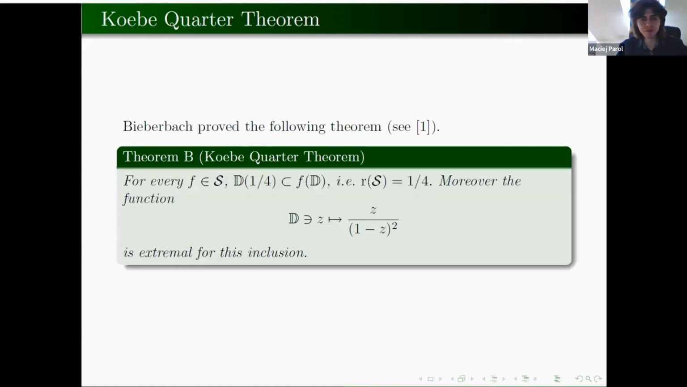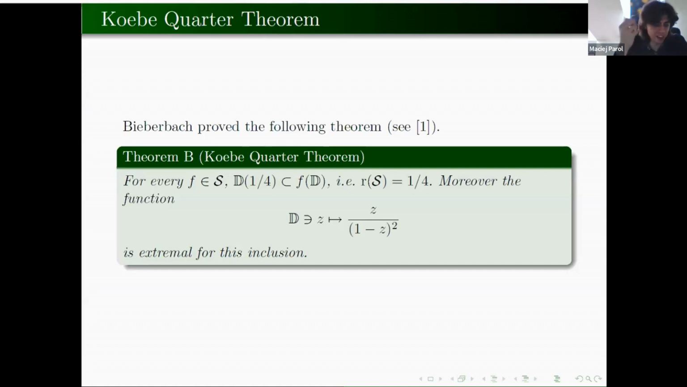But let's start from the history. Bieberbach over 100 years ago proved the Koebe quarter theorem, and this theorem states that for every univalent function, the minimal Koebe radius is equal to 1/4, and the extremal function is the Koebe function z over 1 minus z squared. This is the classic result.